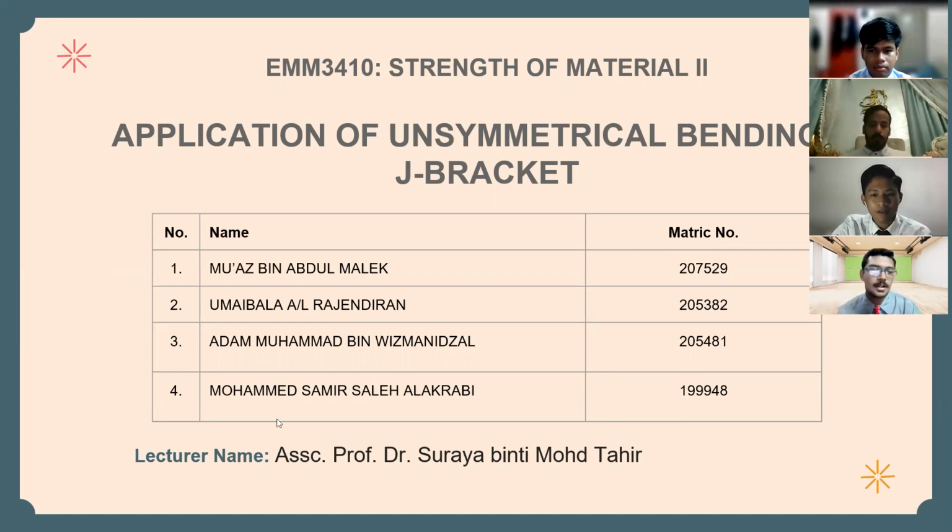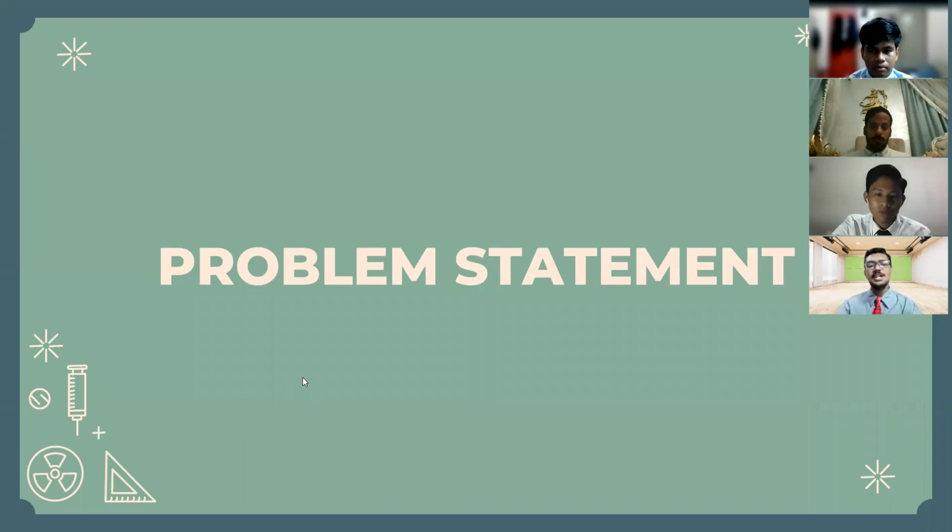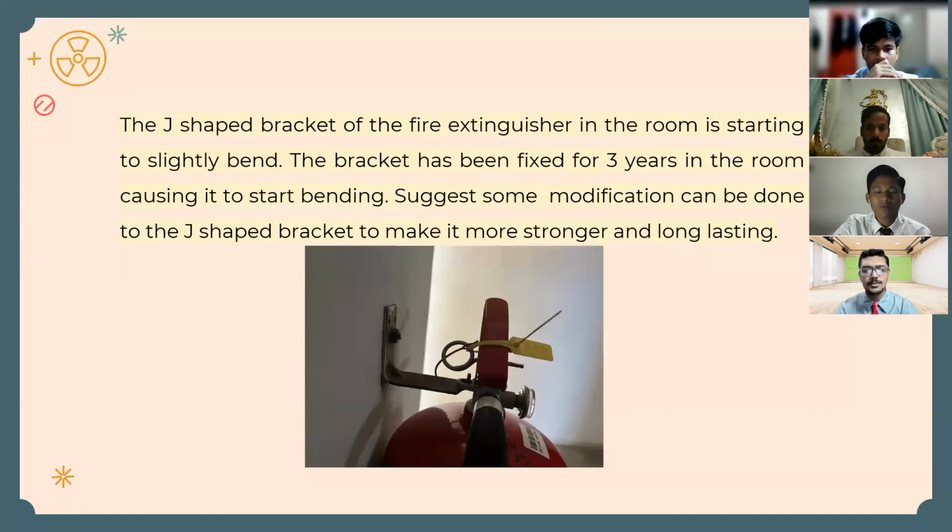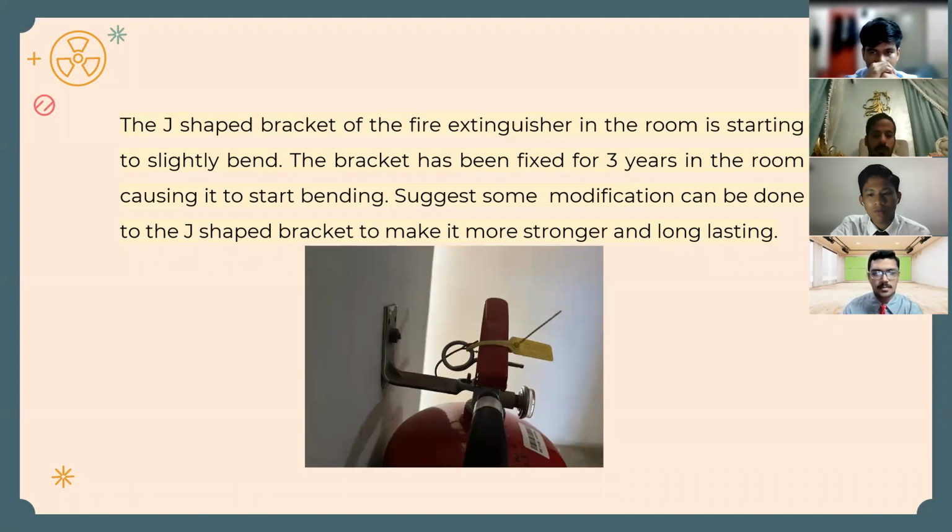Good morning everyone. I am the CEO of Youth Technology Enterprise. So for today, we have a problem to be solved. The J-shaped bracket of the fire extinguisher in the room has started to bend slightly. The bracket has been fixed for 3 years in the room, causing it to start bending. Suggest some modifications that can be done to the J-shaped bracket to make it stronger and longer lasting. I hope everyone could discuss the problem and the modifications that can be made. Thank you.